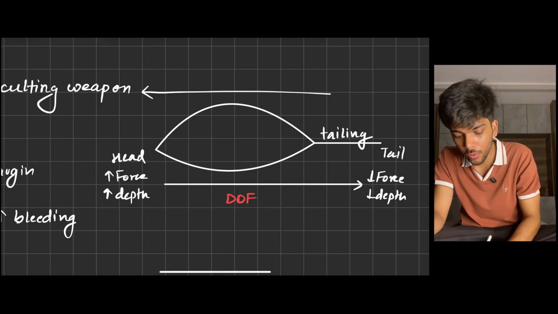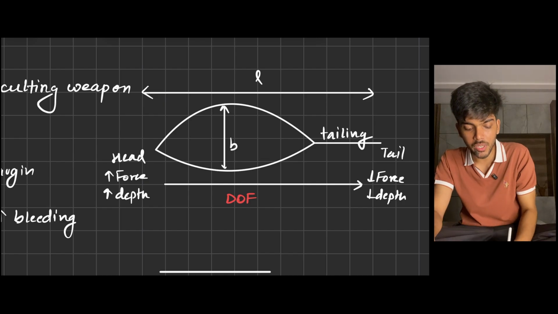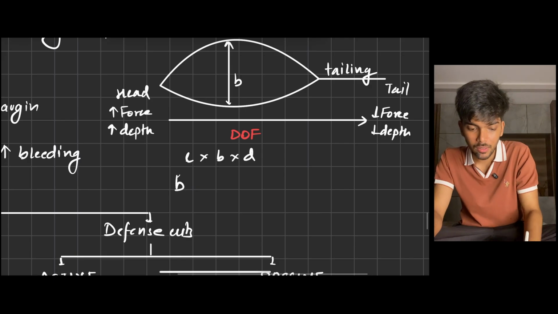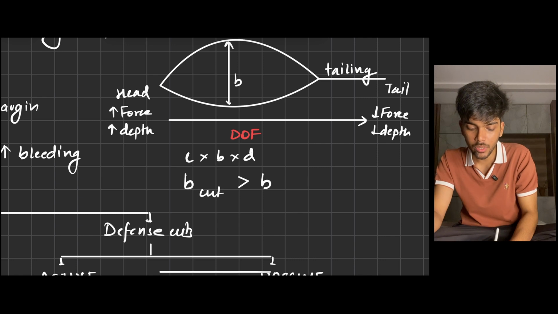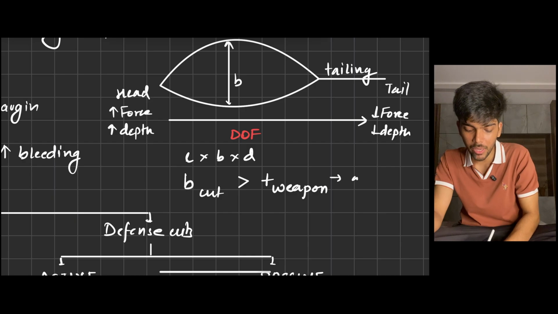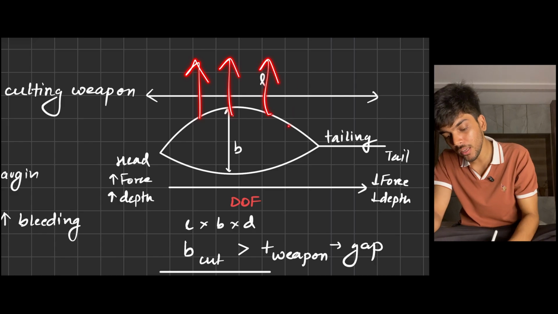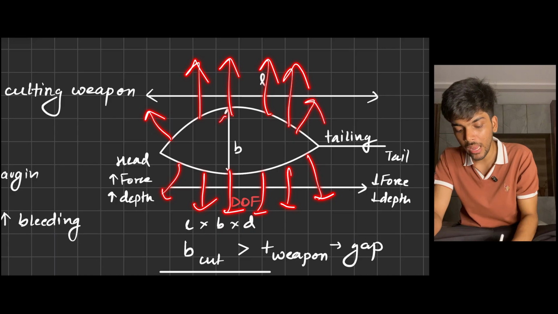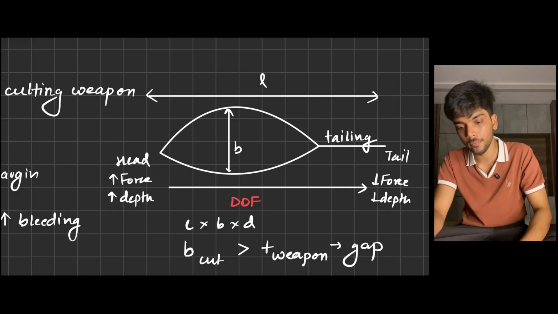You can appreciate the following dimensions. You can appreciate the length, the breadth, and the depth. So length times breadth times depth. What you need to remember is that the breadth of the cut is usually more than the thickness of the weapon itself. That is because of gaping. Due to the collagen fibers over the skin, it pulls the wound apart and gaping takes place. That is why the spindle shaped wound has a breadth more than the thickness of the weapon.